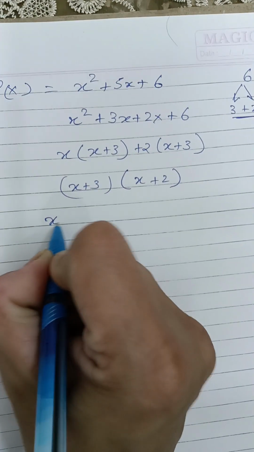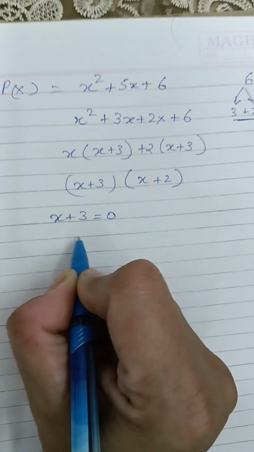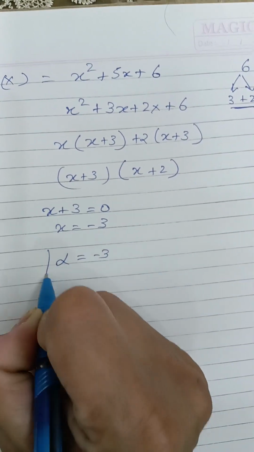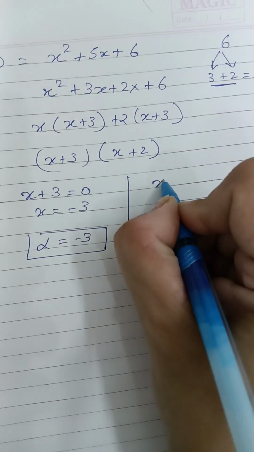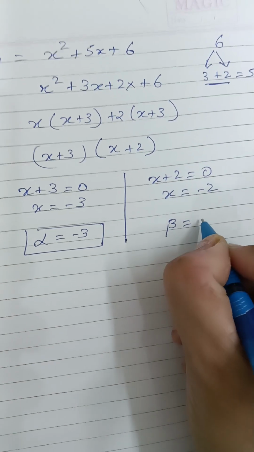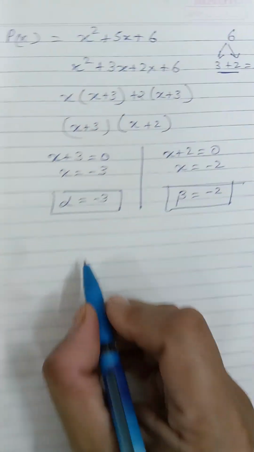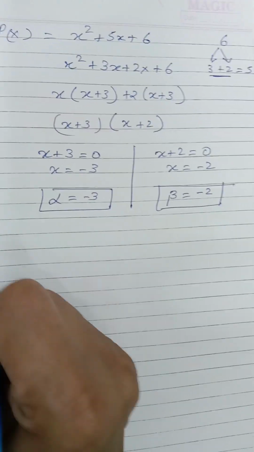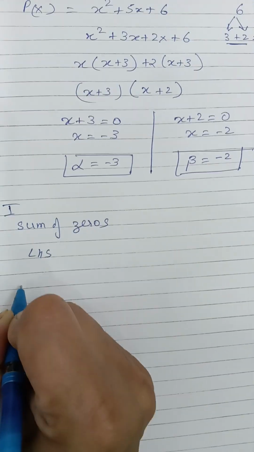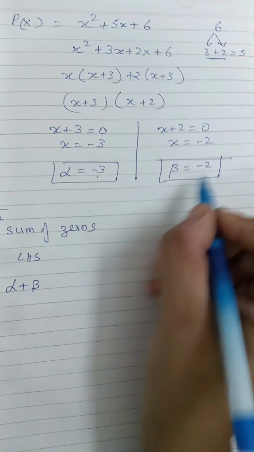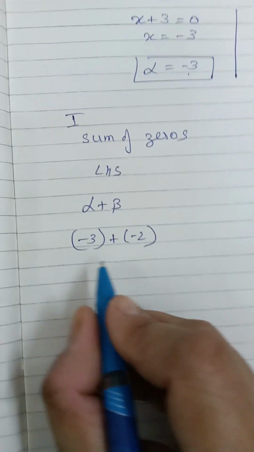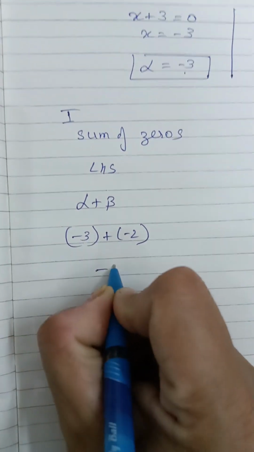Now I am going to find the values of alpha and beta by equating each factor with 0. So x here is minus 3. So I have the first zero alpha, that is minus 3. To find the other one, I'll equate x plus 2 equals to 0, and x is equal to minus 2. So beta here is minus 2. Now the relations. First one is the sum of zeros. The left hand side will be alpha plus beta. What is alpha? Minus 3. And what is beta? Minus 2. So minus 3 plus minus 2 will get you minus 5.